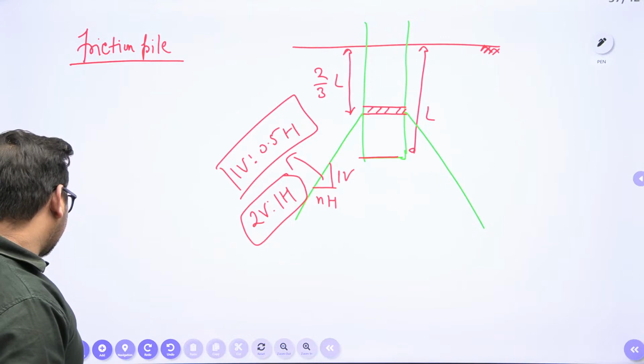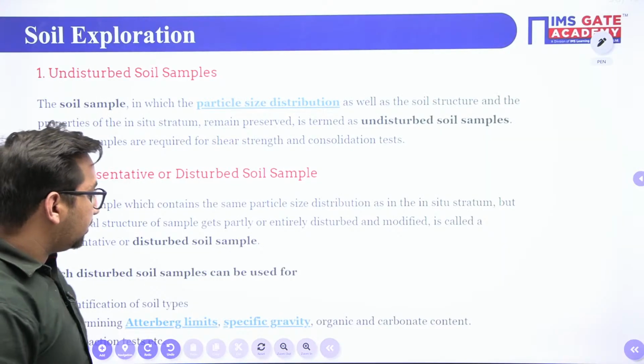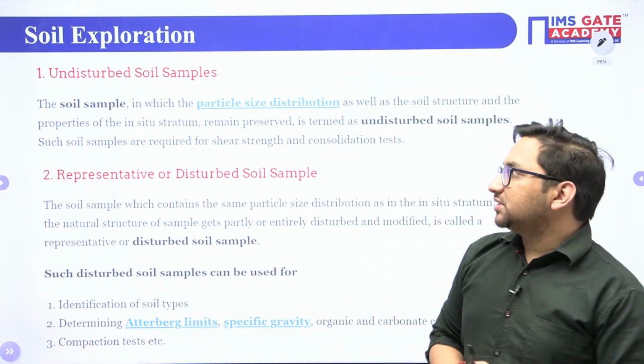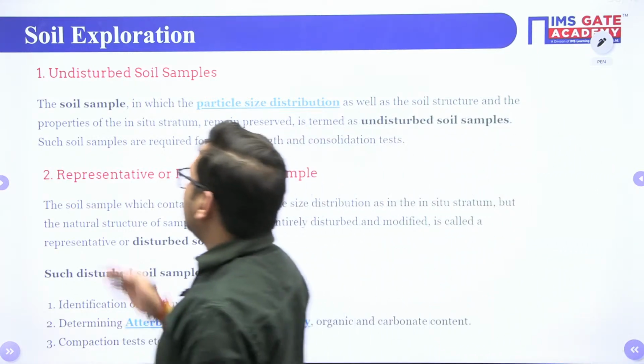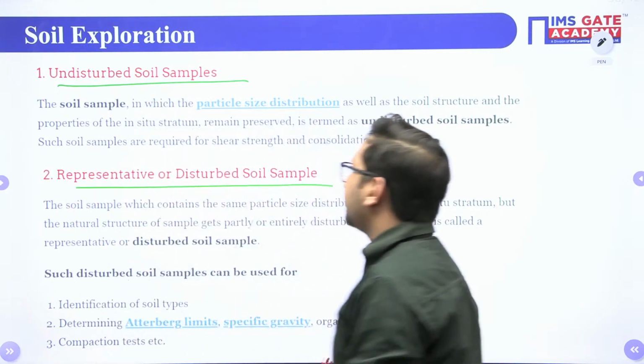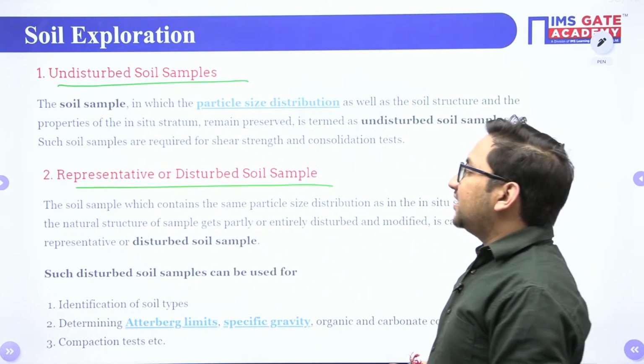After that, we have the concept of soil exploration. In soil exploration, you should know what the different types of samples are. We generally use two types of sample. One is the undisturbed soil sample and one is the representative sample. Clear? So what is the undisturbed sample?